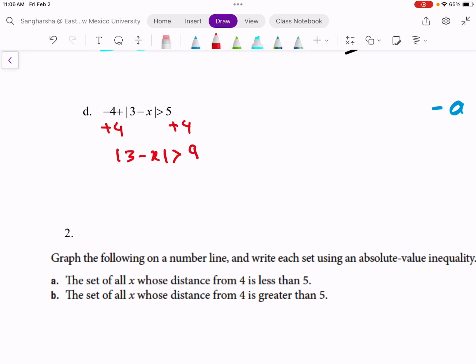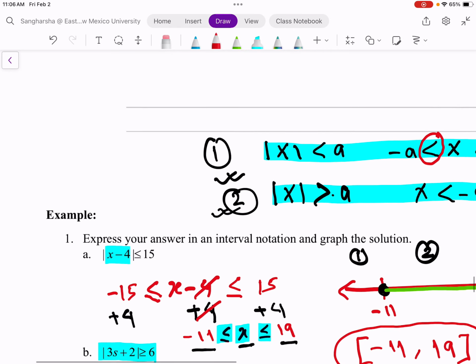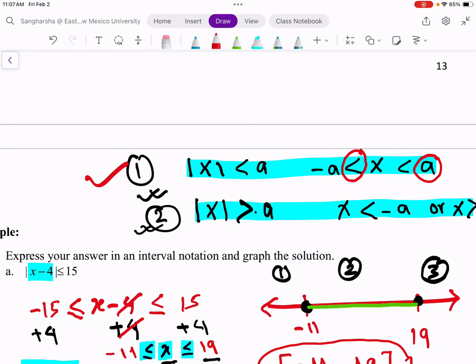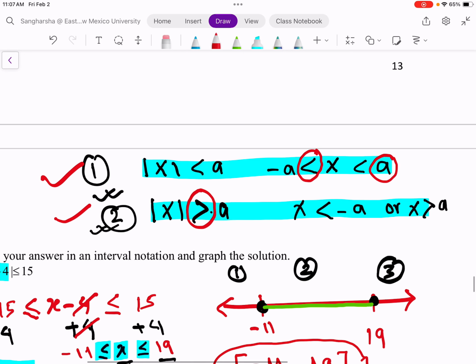Now for the inequality we have the two definitions. Here are the two definitions. Which definition do we use, first or second? We have the greater than, right? So we're going to use the second definition. According to the second definition, you write down whatever you have inside the absolute value less than negative of the right side, or you write down whatever you have inside the absolute value greater than whatever you have on the right side, positive.